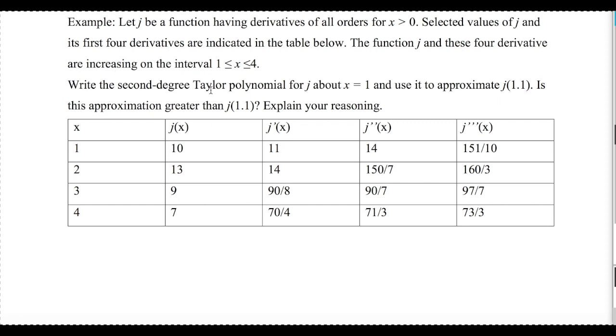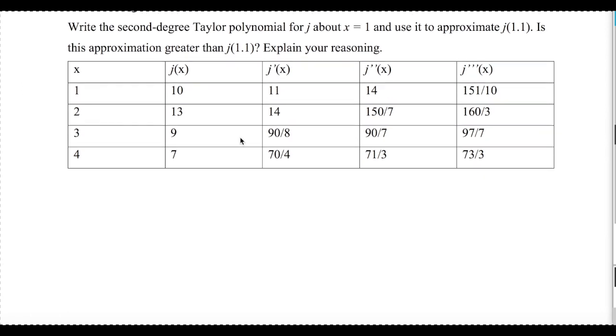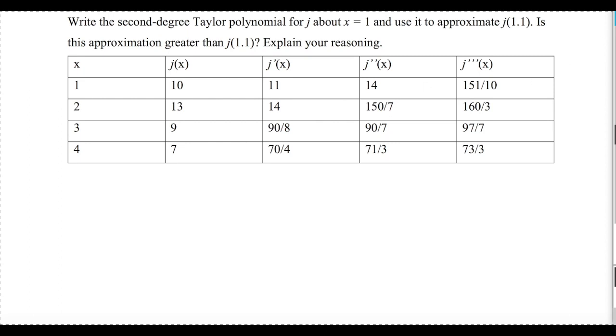We want to write a second degree Taylor polynomial for j about x equals 1. Use it to approximate j of 1.1. And is this approximation greater than the actual j of 1.1? And explain your reasoning. All right. So let me try to leave that there. Let's give it a shot.